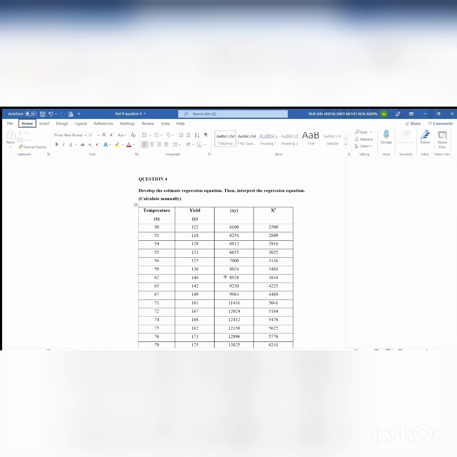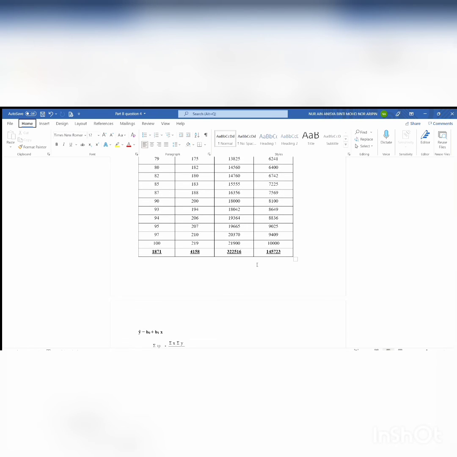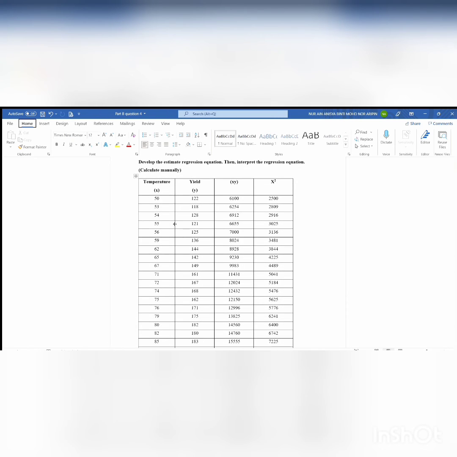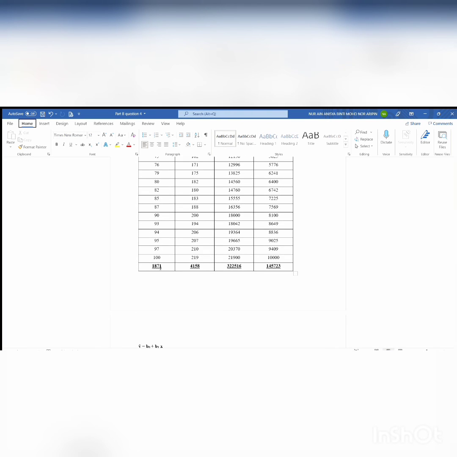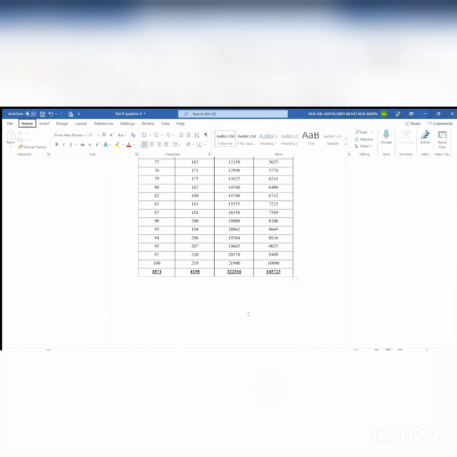For the next question, develop the estimated regression equation, then interpret the regression equation. I made another box to make it easier to get the sum of these amounts. The first column is temperature for X, then yield for Y, then X multiplied by Y, then X squared. The total for each column I put down.